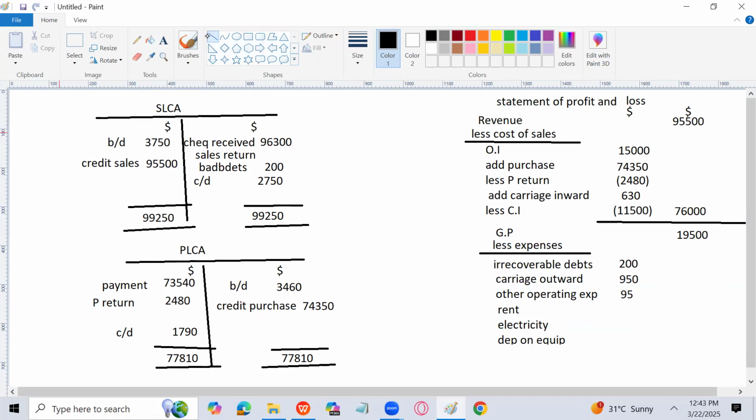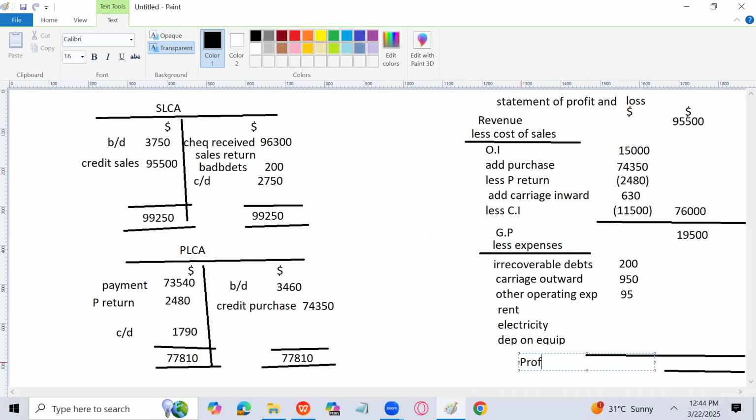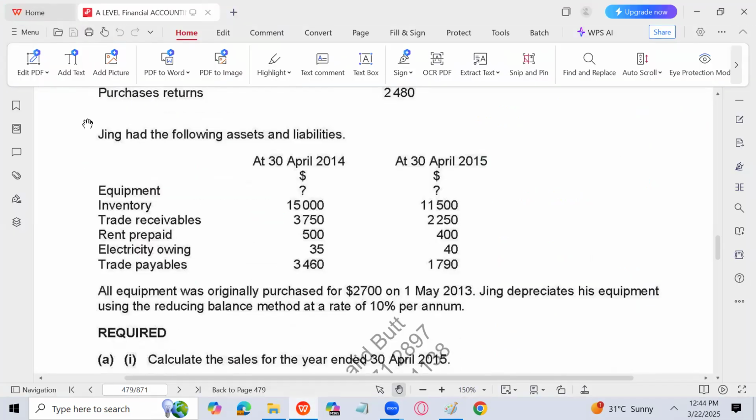The profit and loss figure is not currently available to us. So I want you to take this seriously. You have to prepare these accounts. Why? Let's think about it. If in the question any opening and closing balance of any expense is given, you have to prepare the account. You have to prepare the T account.